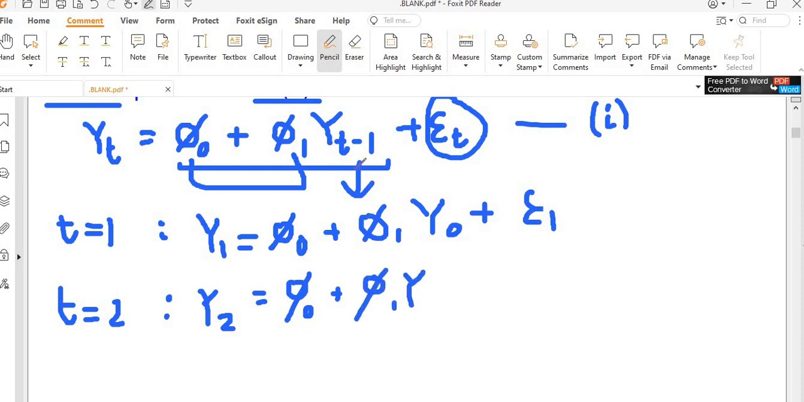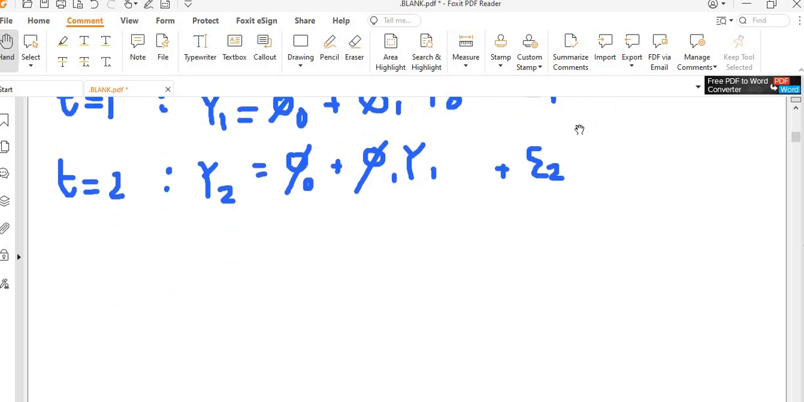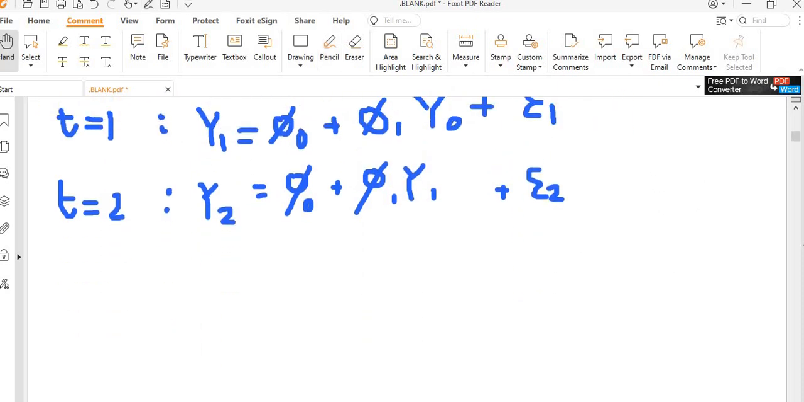Then you put t equal to 2, right? So t equal to 2 minus 1 plus epsilon. Again you put t equal to 2, so instead of t you put 2. Now instead of writing 2 minus 1, you can simply write 1, because last time I checked 2 minus 1 was 1. So you have this expression, right? y2 equal to phi naught plus phi 1 y1 plus epsilon 2, being the error term for the second period.